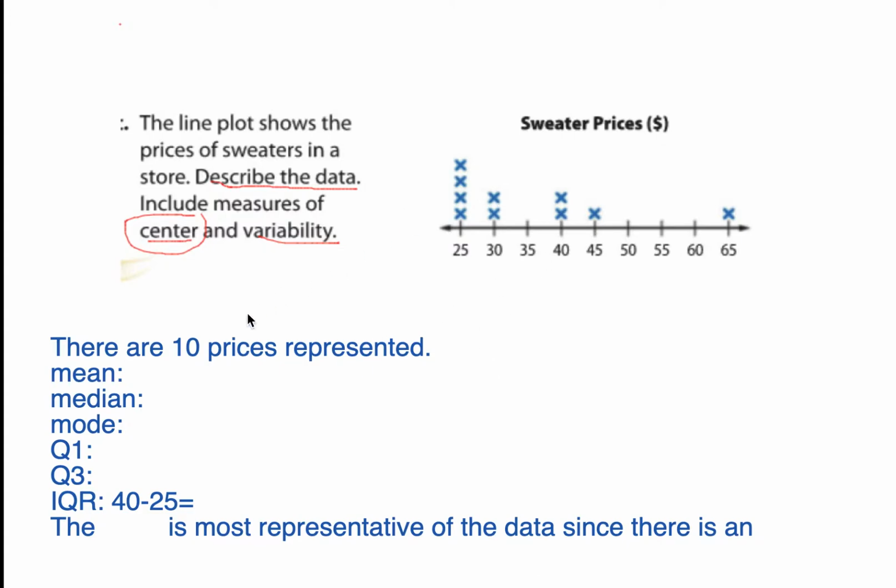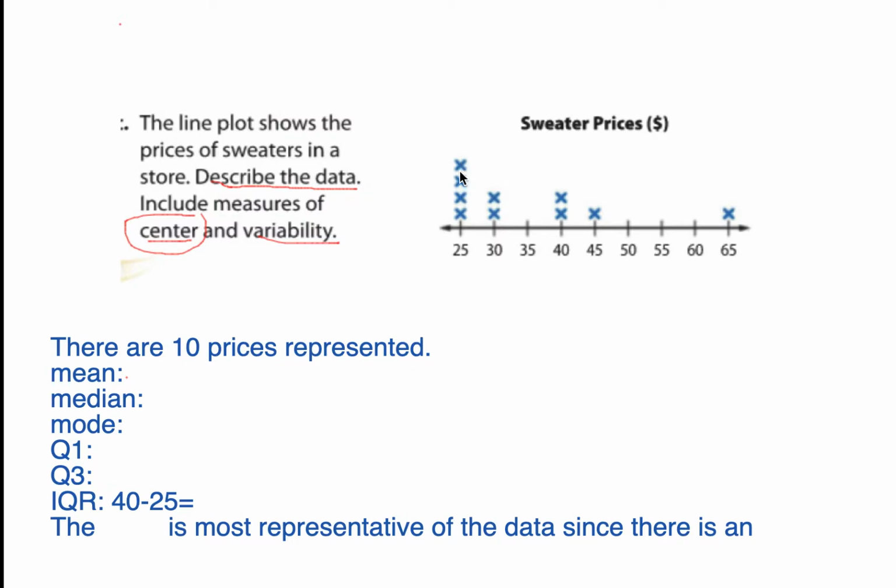So let's begin. Since there are 1, 2, 3, 4, 5, 6, 7, 8, 9, 10 pieces of data here, we're going to put that there are 10 prices represented because this is sweater and the prices of the sweater. Now it asks us to find the mean.